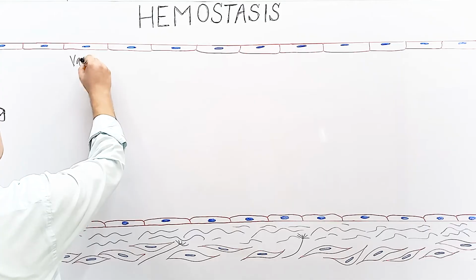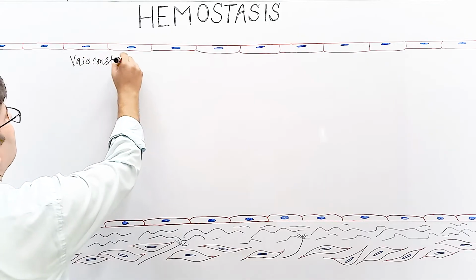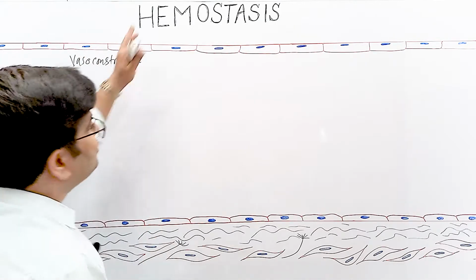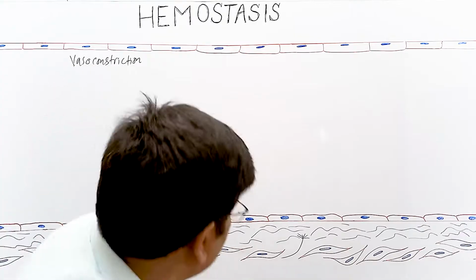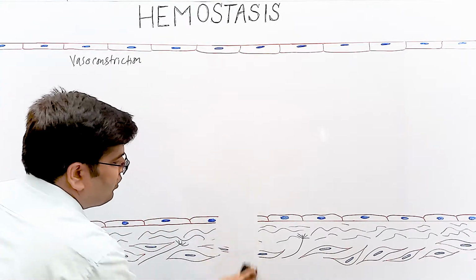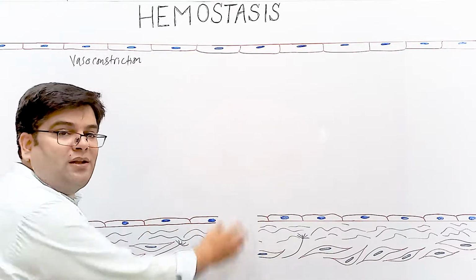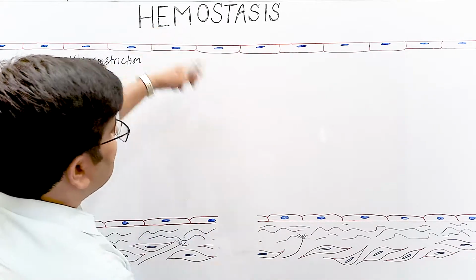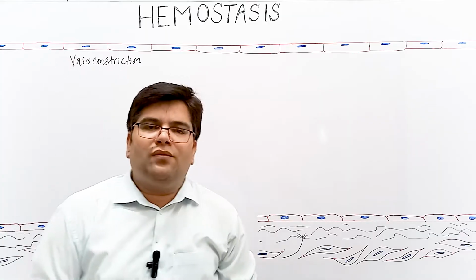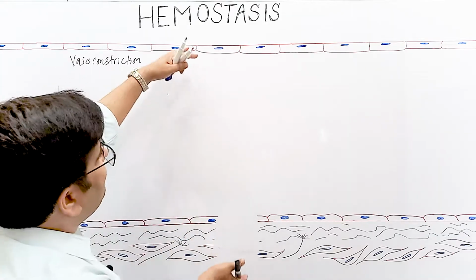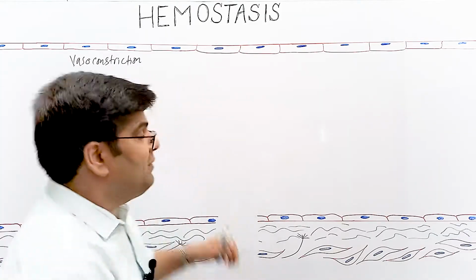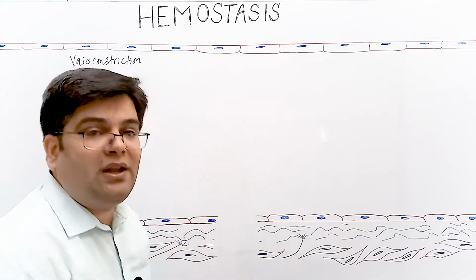So how does this process of vasoconstriction occur? As soon as there is damage to this vessel, let's suppose this vessel has been damaged here, and because of damage to this vessel, there is loss of blood. So blood is being lost. What will happen? There will be immediate constriction of this vessel wall, and that will decrease the diameter of the vessel. Then there will be less flow of blood in this vessel and less bleeding will occur.